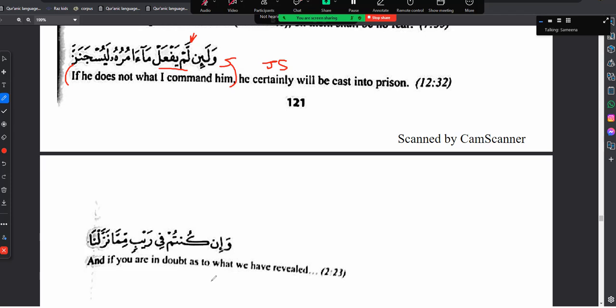Next we have وَإِن كُنتُمْ فِي رَيْبٍ مِّمَّا نَزَّلْنَا. And if you are in doubt as to what we have revealed. So here we have in, this is the conditional article, and we have kuntum, this is the past tense, that is madi, and the meaning is in the mudari. If you are in doubt. Okay.